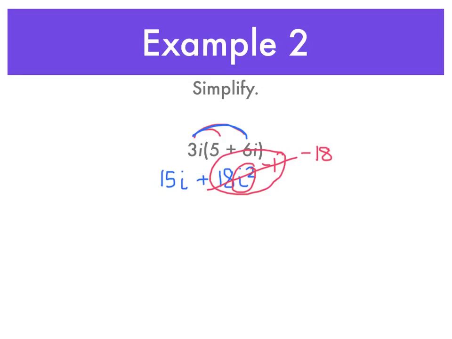So if I were going to write my answer in a plus bi form, remember the first number should be the one that doesn't have an i. It should be the non-imaginary number. So I'm going to actually start with that -18 and then say plus 15i. So you always want to write your answers with the one with no i first and then the i one last. Okay, so even if the number comes out over here, you want to put it in front.